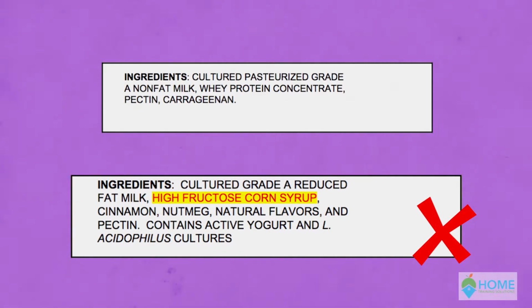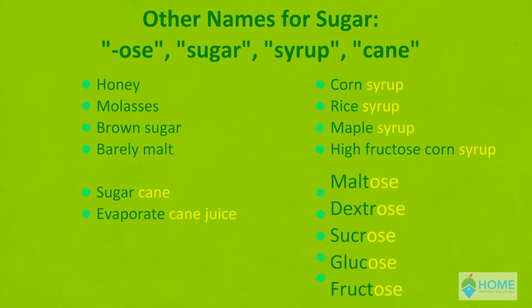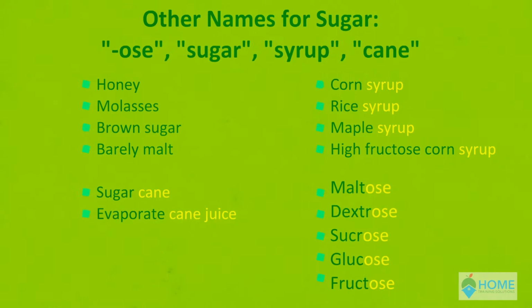Sugar has many other names. Sometimes it is not very obvious to spot. Syrup, cane, honey, and molasses are all forms of sugar. Words ending in "ose," like fructose and sucrose, also mean sugar. Here are some common names for sugar in the ingredient list.